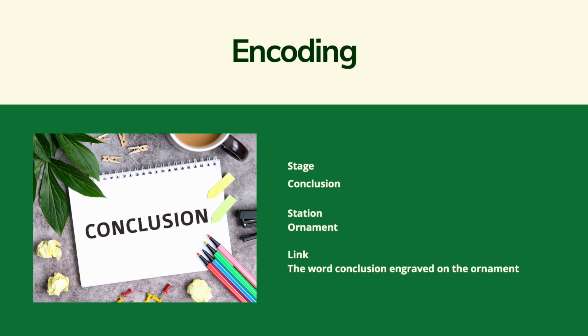Finally, the last stage is the conclusion, and the fifth station is the ornament. The link for this would be the word conclusion being engraved on the ornament, the sign conclusion being hung from the ornament or put beside it. And there's so many other ways you can make the link. Like I said, the more creative you are, the better it is.